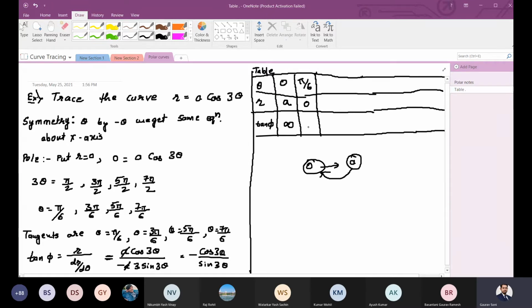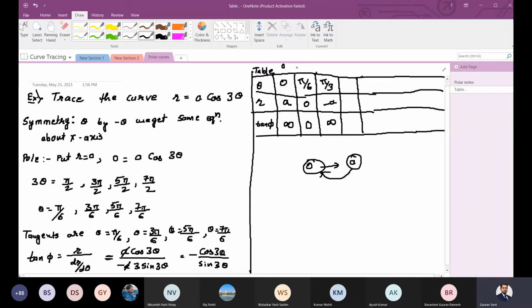What is the value of tan phi here? At pi by 6, the denominator will be 1, numerator 0. Then repeat this interval. Pi by 6, 2 pi by 6 is pi by 3. Right? So at pi by 3, r is equal to a cos pi. This becomes minus a. Am I right? Then tan phi becomes infinity.